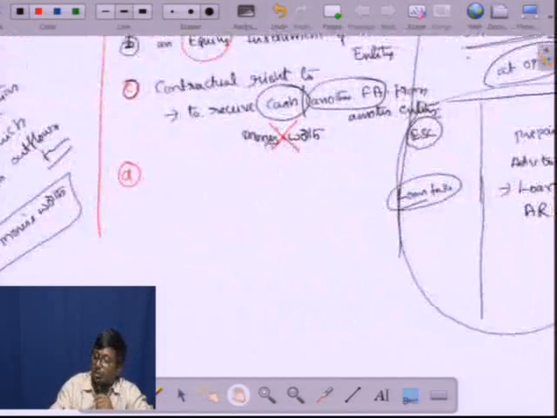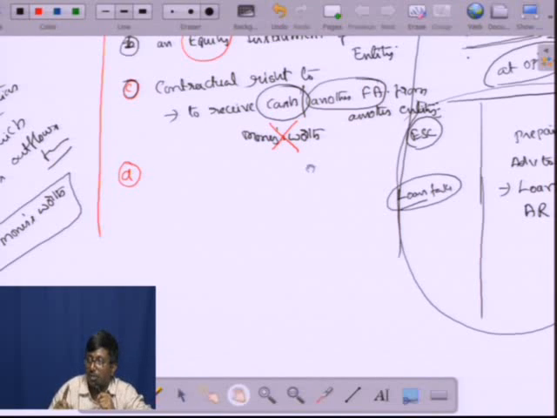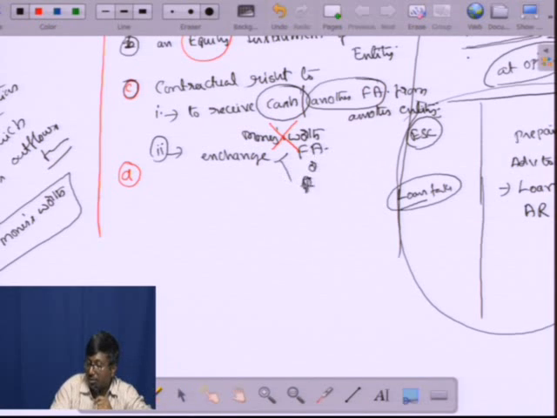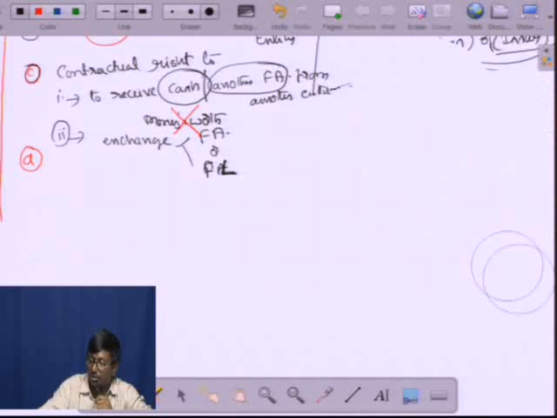Let's come back. It's a contractual right to receive cash or another financial asset from another entity. Cash but not money's worth. Understand that bit. Next sub bullet point, this is 1, and this is 2. It's a contractual right to exchange. Exchange what? Either financial asset or financial liability.